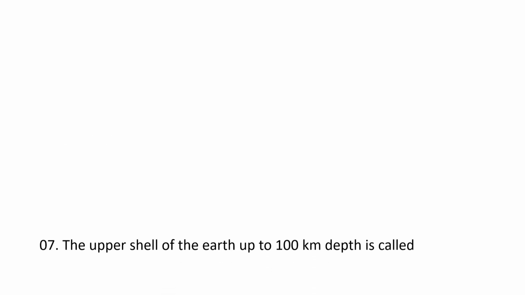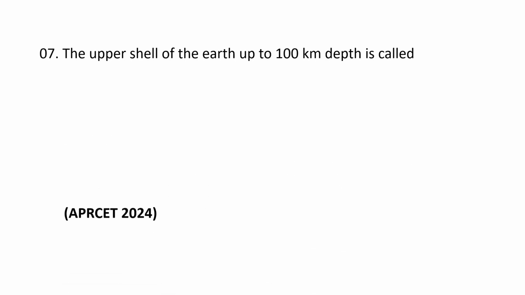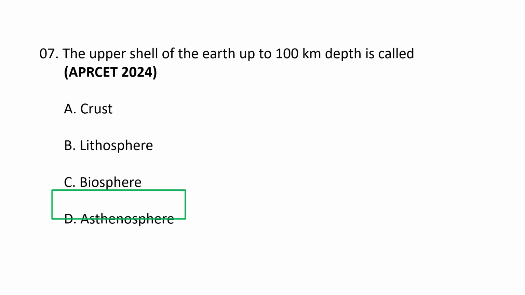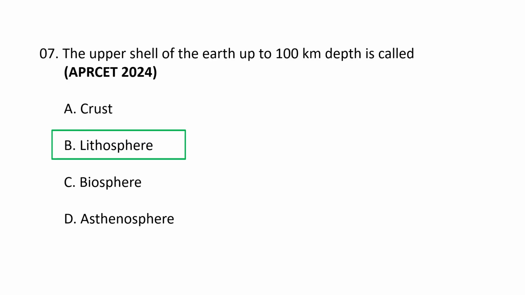Next question. The upper shell of the earth up to 100 kilometers depth is called? The choices are A. Crust, B. Lithosphere, C. Biosphere, and D. Asthenosphere. The correct option is B, lithosphere. The rigid outermost shell of the earth extending to a depth of about 100 kilometers is called the lithosphere. It is made up of the earth's crust and the uppermost solid part of the mantle.